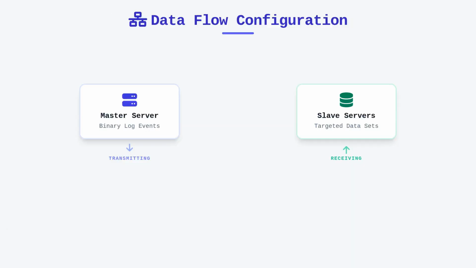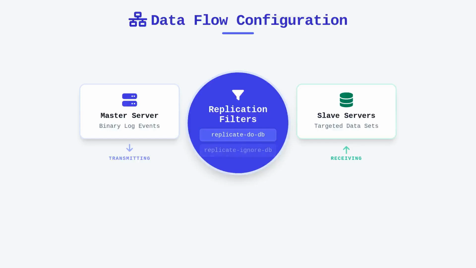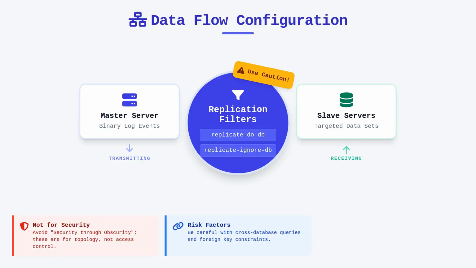Configuration of data flow is handled through specific server variables that allow for granular control over what information is transmitted to slave servers. Filters like replicate-do-db and replicate-ignore-db are classic mechanisms used to filter binary log events, allowing administrators to choose specific databases for replication while excluding others. While these options are still present, they should be applied with caution if you're working with cross-database queries or foreign keys. A common pitfall is the expectation that these filters will always provide security through obscurity, whereas they are intended strictly for managing replication topology.